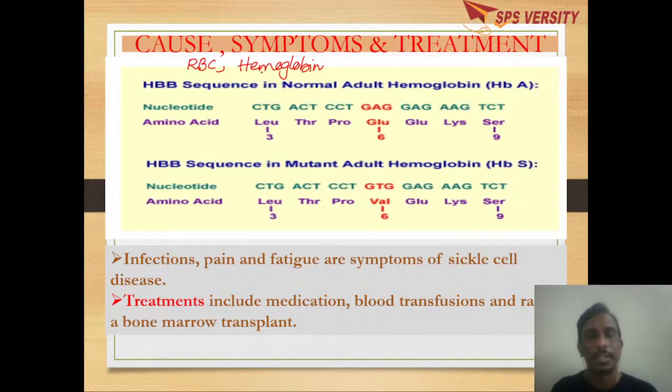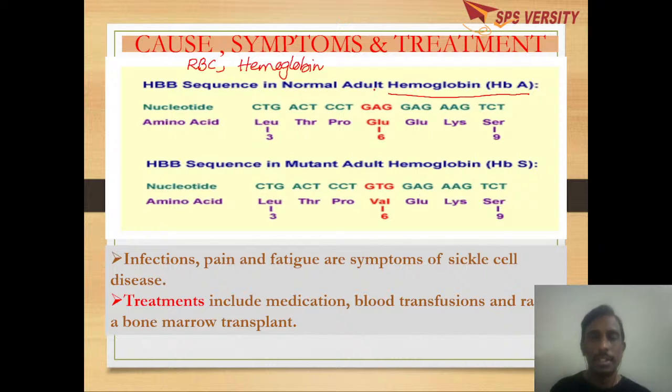Here it is given C. In normal hemoglobin, HbA, if you take the 6th amino acid, it is glutamic acid normally, but here it is replaced by valine. What is the reason for this?